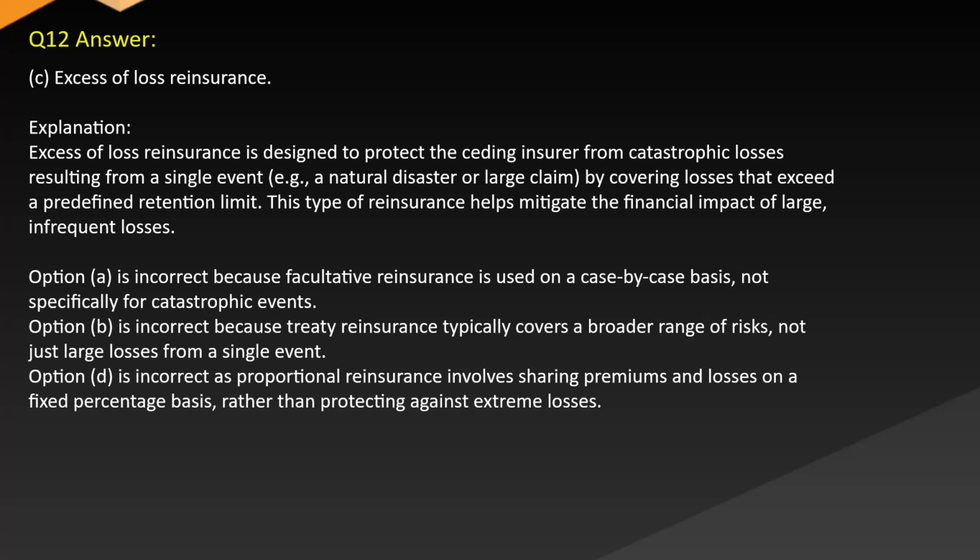Option A is incorrect because facultative reinsurance is used on a case-by-case basis, not specifically for catastrophic events. Option B is incorrect because treaty reinsurance typically covers a broader range of risks, not just large losses from a single event. Option D is incorrect, as proportional reinsurance involves sharing premiums and losses on a fixed percentage basis, rather than protecting against extreme losses.